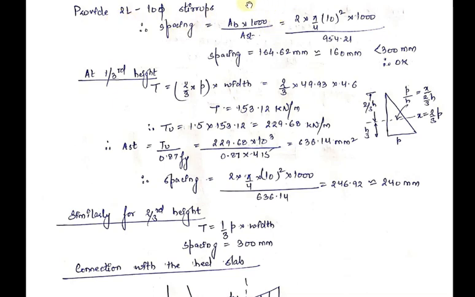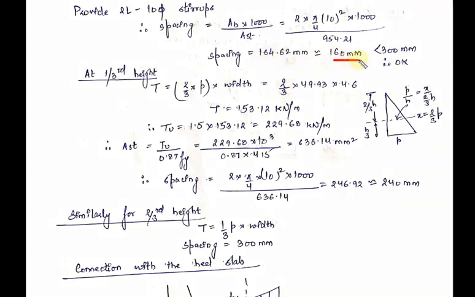Therefore, the spacing can be calculated by this formula: area of cross-section of the stirrup into 1000, divided by AST. So the area of cross-section of a two-leg 10-dia stirrup will be 2 into pi by 4 into 10 square, into 1000, divided by the total area. So the spacing will come out to be 164, and we can take it as approximately equal to 160 mm, which is also lesser than the maximum spacing, which was 300 mm. Therefore, it is okay.